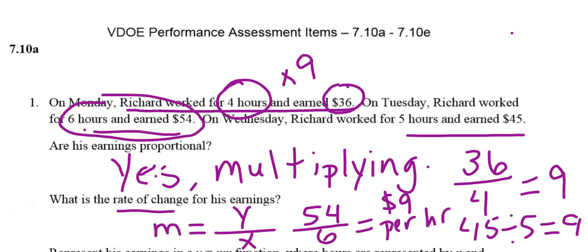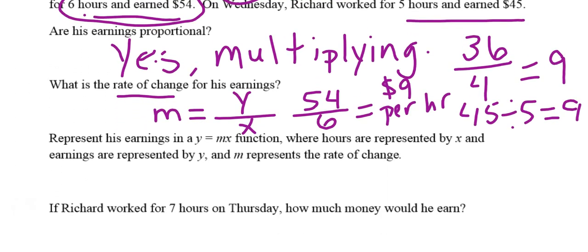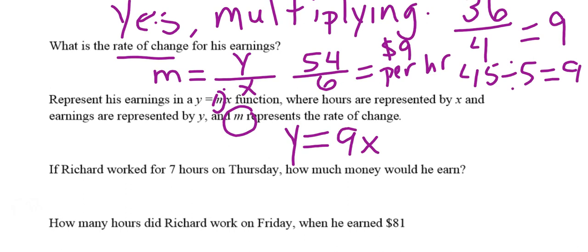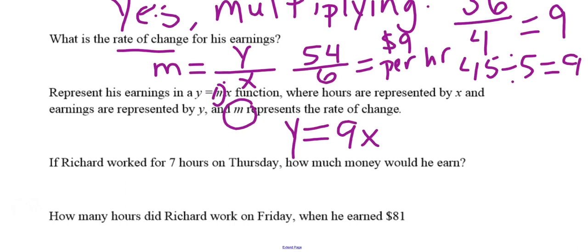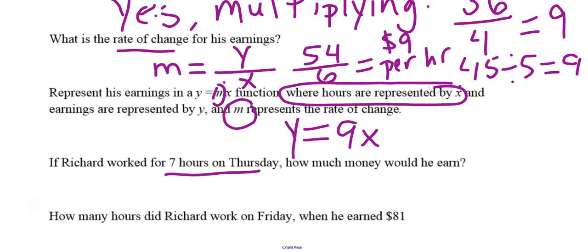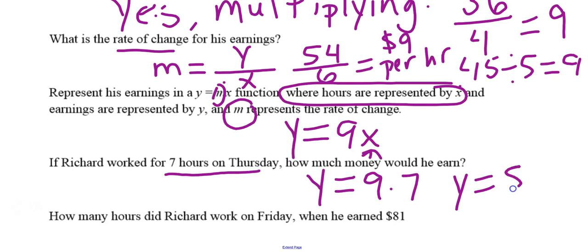All right. So taking that, we can now write an equation. We calculated m as our rate of change. We just plug that into our equation. So y equals 9x. If he works 7 hours on Thursday, we just plug in. Remember, hours are represented by x. So we're going to plug that in to the x. So y equals 9 times 7. So y would be equal to $63.